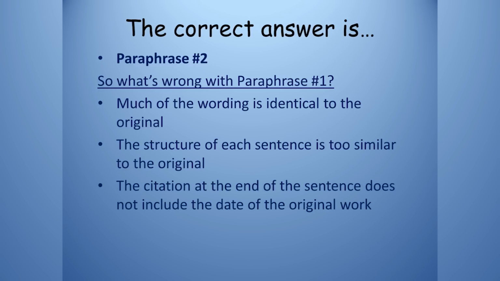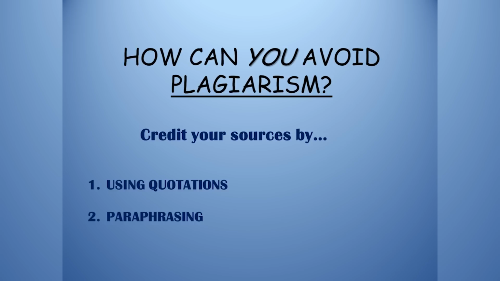And third, the citation at the end of the sentence does not include the date of the original work. When crediting a source, students must always include the name of the author and the date of the original work. A third way to avoid plagiarism is to correctly summarize borrowed information. A summary is a condensed form of information. Paul's going to tell a story, and I'm going to summarize it.